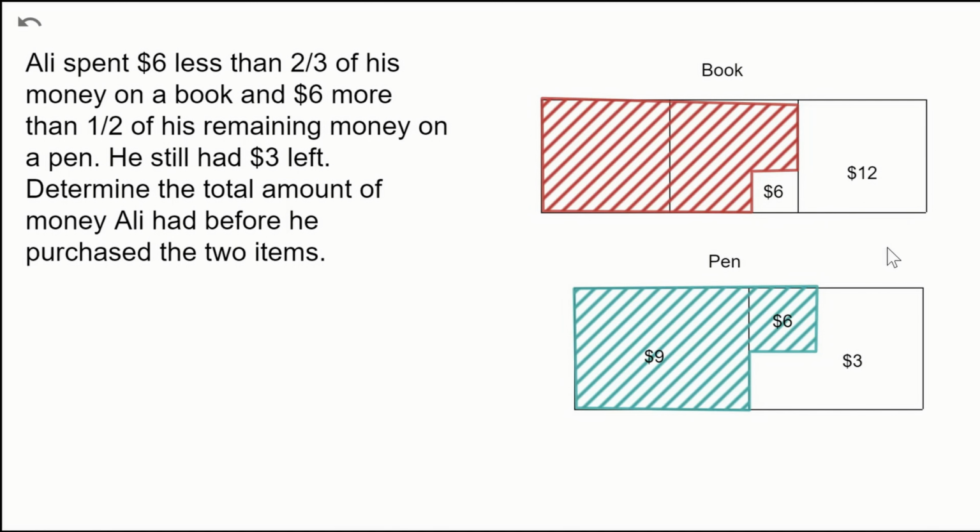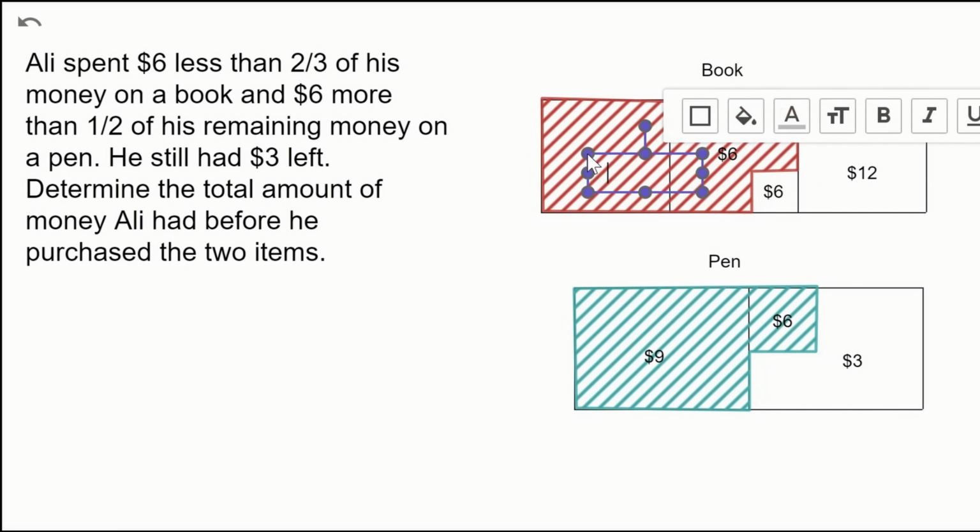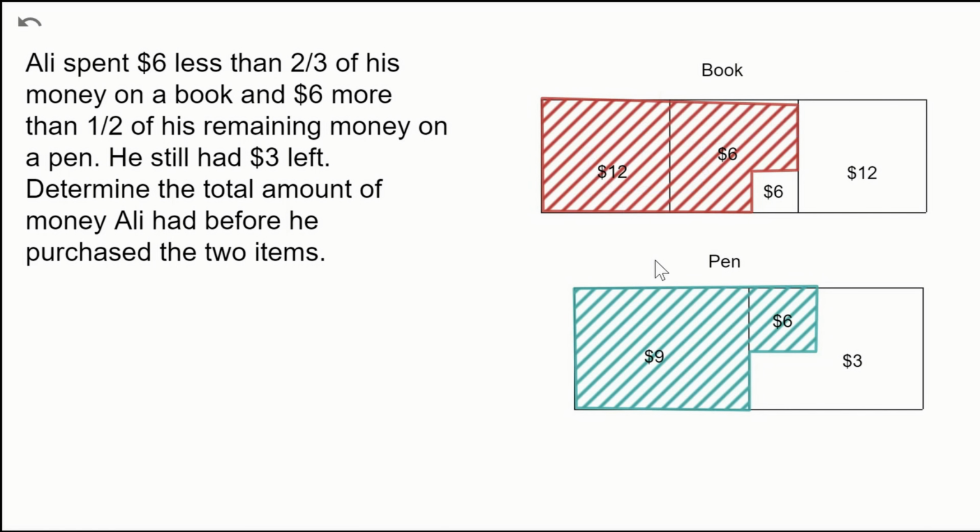And now we have the value of each of the thirds of the rectangle, meaning we can find the original amount of money Ali had. If each third is $12, that means this one over here should be a combined total of $12. The $6 we have here and another 6, which makes 12. And this third over here is also $12.